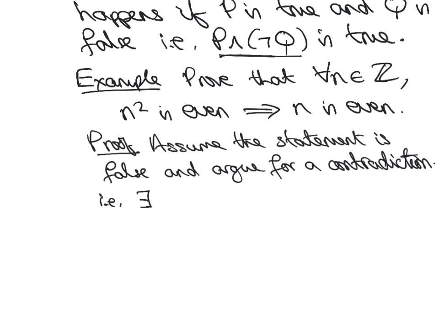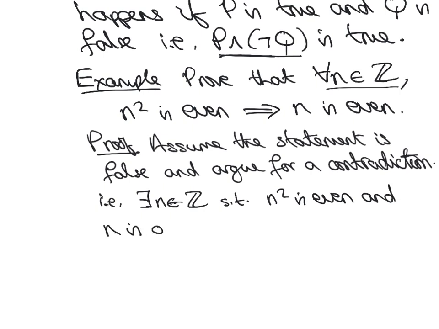So here we've got a for all statement in the original statement, so when we negate that, it becomes there exists an n in Z, and negating the implication, such that n squared is even and n is not even, which means n is odd. So notice the implication now has become an and when we negate it. So that's what we need to work with, and we're now going to generate a contradiction.